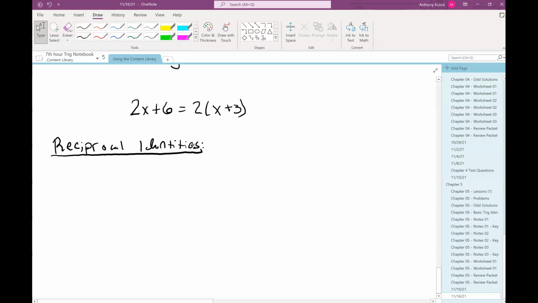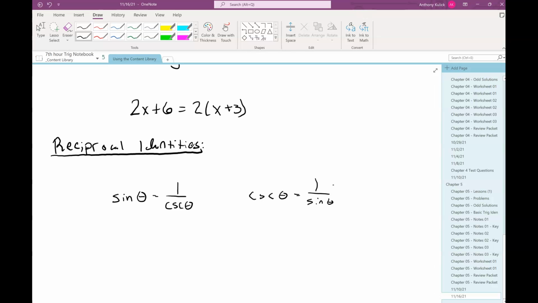So you guys remember that sine and cosecant are reciprocals, cosine and secant are reciprocals, and then tangent and cotangent are reciprocals. So let's formalize those into equations. So we can say that sine is equal to 1 over cosecant, or we could say that cosecant is equal to 1 over sine. And I should be saying cosecant theta equals 1 over sine theta.